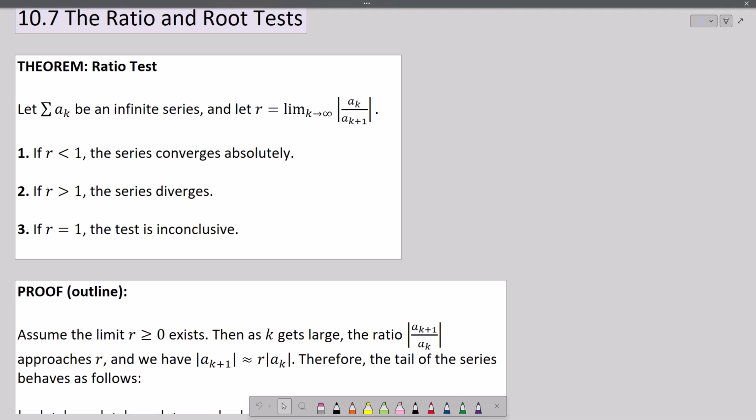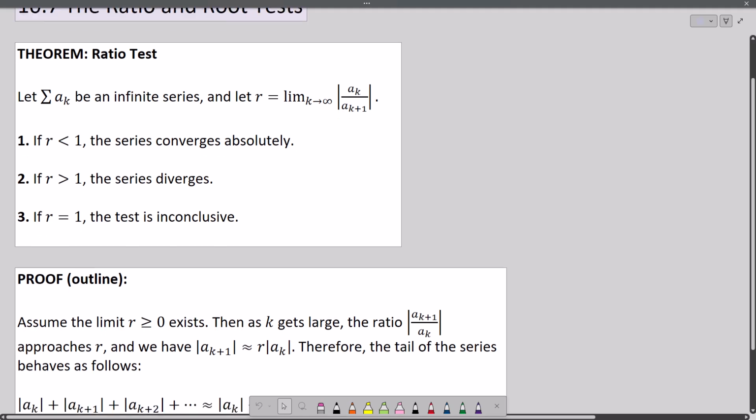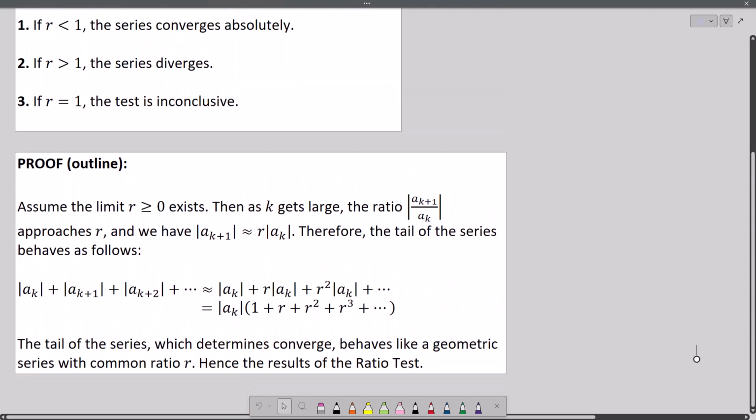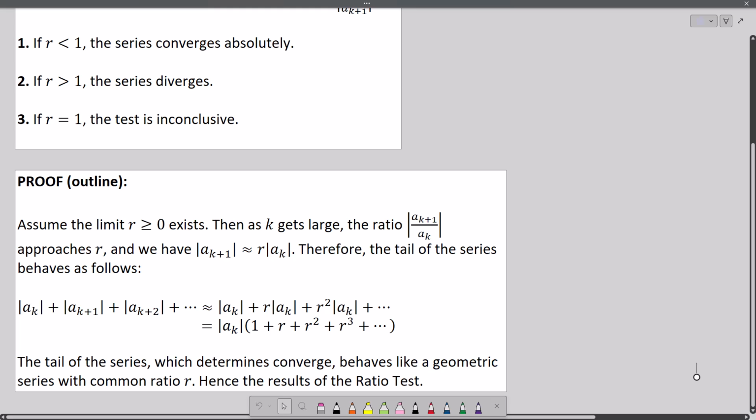P-series is the oddball. All right, so all we do, it's going to look a little bit like the limit comparison test that we just did. You form a ratio and you take the limit. And then you analyze that ratio's limit. Now, the idea is pretty intuitive, actually.